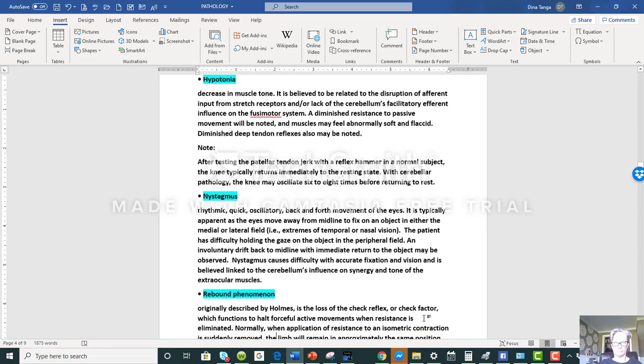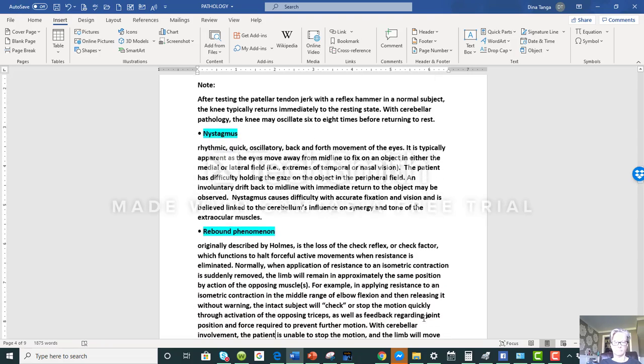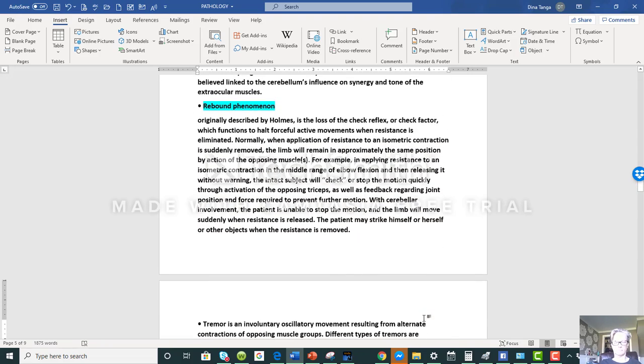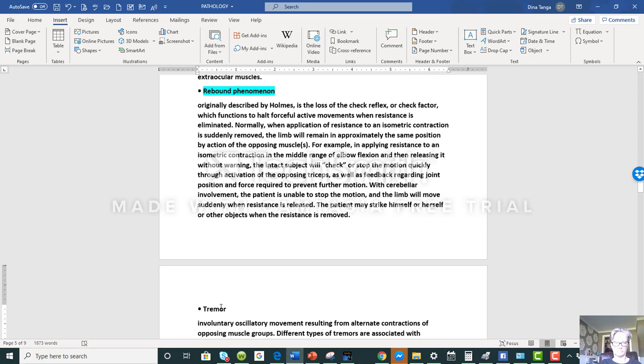Rebound phenomenon, originally described by Holmes, is the loss of the check reflex, or check factor, which functions to halt forceful active movements when resistance is eliminated. Normally, when application of resistance to an isometric contraction is suddenly removed, the limb will remain in approximately the same position by action of the opposing muscles.